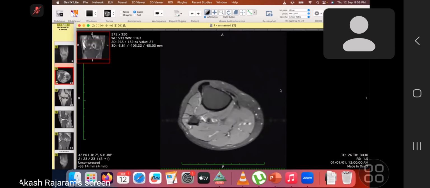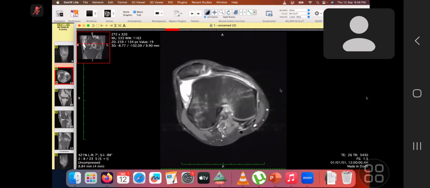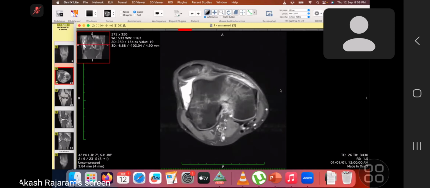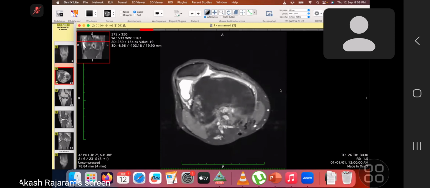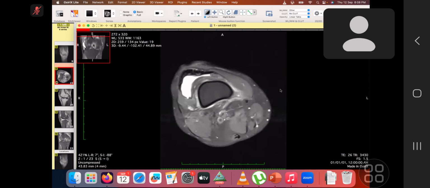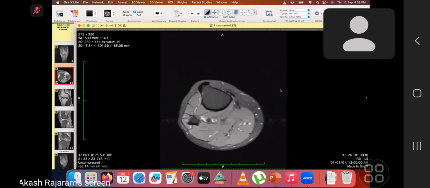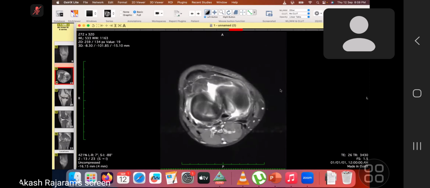Also, I see that there is bone marrow edema of the medial condyle. I can't see any patellar retinacular injury.